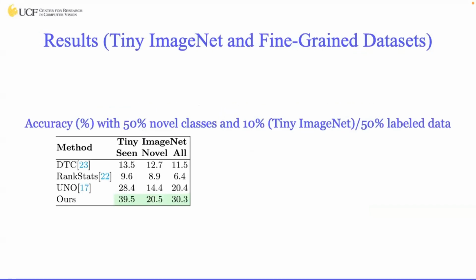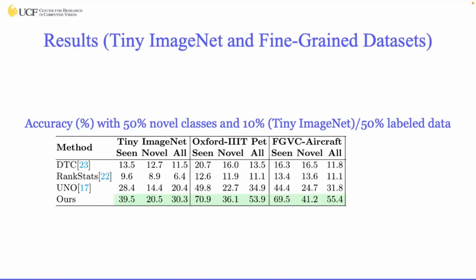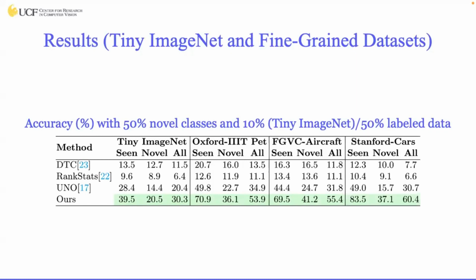We also report results on tiny ImageNet and see very large improvement. Also on 3 fine-grained datasets, which are Oxford Pets, Aircraft, and Stanford Cars, on all of these datasets, we see significant improvement over the second best method.